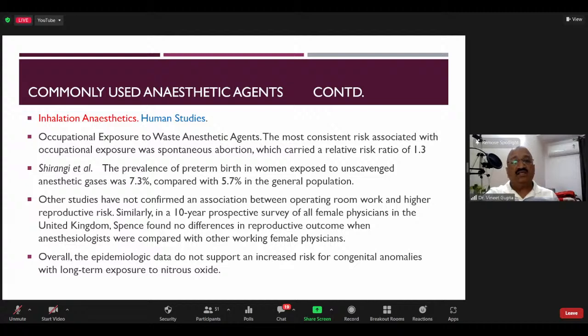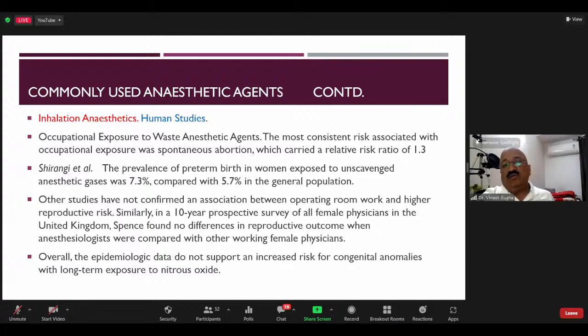Then inhalational anesthetics, occupational exposure to waste anesthetic agents. The most consistent risk associated with occupational exposure was spontaneous abortion, which carried a relative risk ratio of 1.3. Shirangi et al. showed that the prevalence of preterm birth in women exposed to unscavenged anesthetic gases was 7.3% compared with 5.7% in the general population. Other studies have not confirmed an association between operating room work and higher reproductive risk.